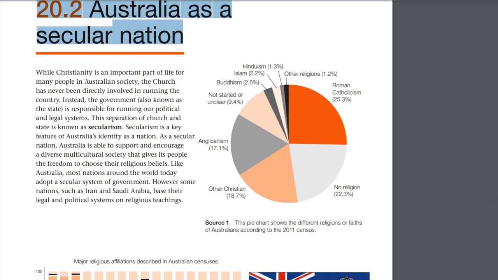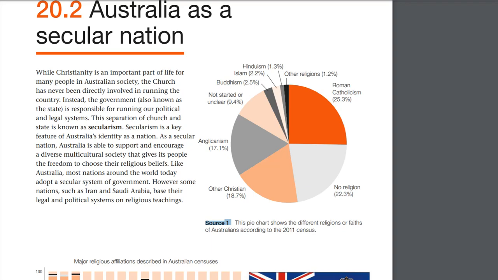Now in our hook it said to look at source 1, that's this one over here. Hopefully you've had a look at this in some of your other subjects such as maths, but if you haven't, this is a pie chart. A pie chart is used to display data in order to look at similarities and differences in things. So let's have a read of what it is. This pie chart shows the different religions or faiths of Australians according to the 2011 census.